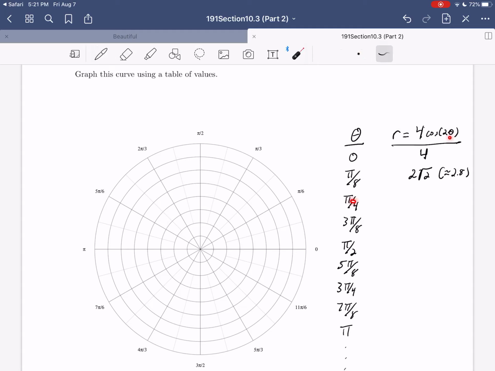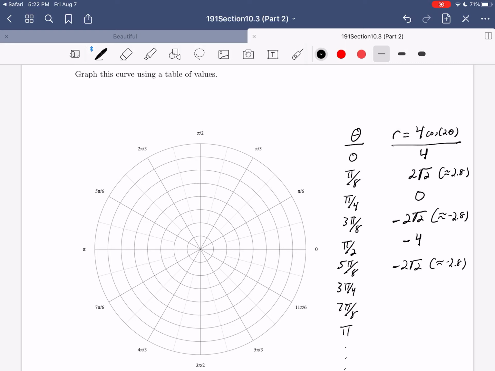When we plug in pi over 4, 2 times pi over 4 is pi over 2. Cosine of pi over 2 is 0. 3 pi over 8 gives 3 pi over 4. Cosine of 3 pi over 4 is negative root 2 over 2, so we get approximately negative 2.8. When we plug in pi over 2, 2 times pi over 2 is pi. Cosine of pi is negative 1, so we get negative 4. For 5 pi over 8, 2 times 5 pi over 8 is 5 pi over 4. Cosine of 5 pi over 4 is negative root 2 over 2. 4 times negative root 2 over 2 is negative 2 root 2, so again about negative 2.8.